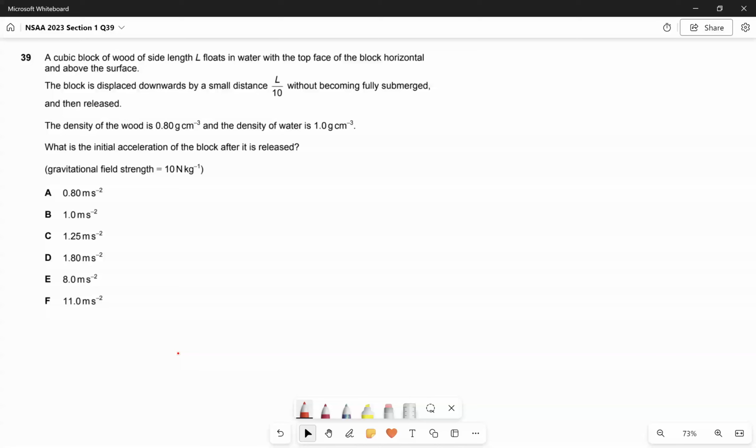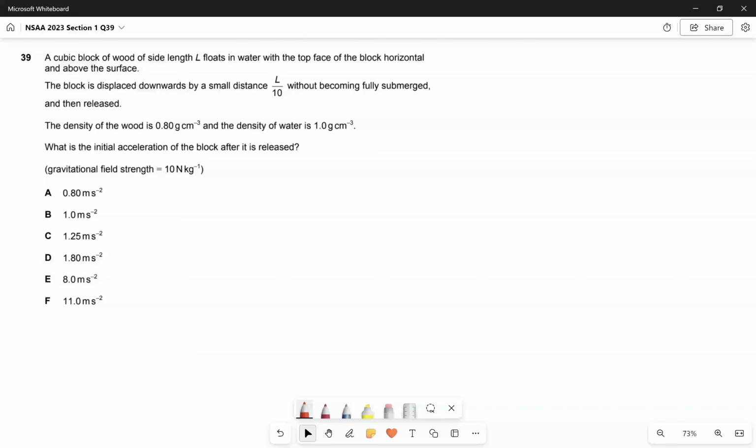A cubic block of wood of side length L floats in water with the top face of the block horizontal and above the surface. The block is displaced downwards by a small distance L/10 without becoming fully submerged and then released. The density of the wood is 0.8 grams per centimetre cubed and the density of water is 1 gram per centimetre cubed. What is the initial acceleration of the block after it is released?